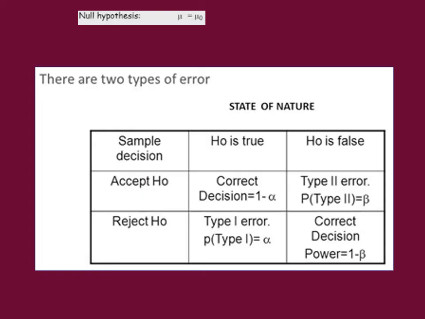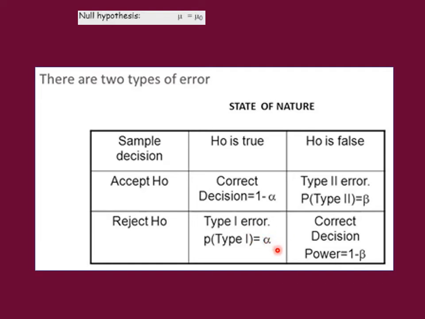Here we can see the type 1 error. H0 is true. That means the null hypothesis is true. We need to accept the null hypothesis. That is the correct decision. Then if the null hypothesis is false, even if we are accepting the null hypothesis, that is called type 2 error. Then if the null hypothesis is true and we reject the null hypothesis, that is called type 1 error.